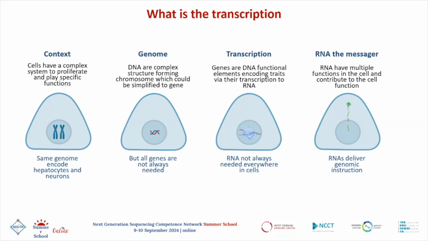What is obviously important is that not all the genes from the whole genome of an organism are needed all at the same time. One of the important regulatory mechanisms is transcription, from the gene and the function of DNA towards RNA. We can control gene expression, as RNA is not always needed everywhere in all the cells. So inside this concept, it's important to see RNA as a messenger, which has multiple functions in the cells and contributes definitely to cell function. So, seeing RNA as the delivery of the genomic instructions.